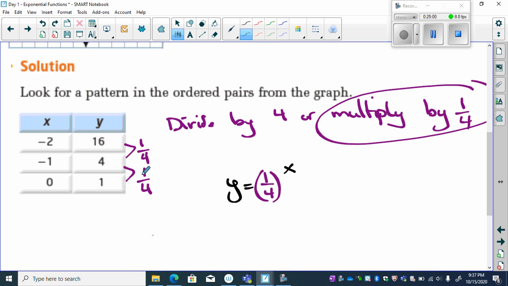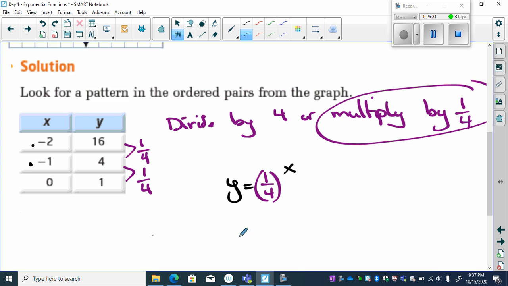And to prove if that's correct, I could use either this point or this point, fill in my x value, fill in a -2, and I should get 16 for my y value. Fill in a -1, and I should get 4 for my y value. Why is it no good to use this point? You shouldn't use this one, because it wouldn't matter what the base is. Even if I got this wrong, any base raised to the power of 0 is 1. So use something other than 0, 1.